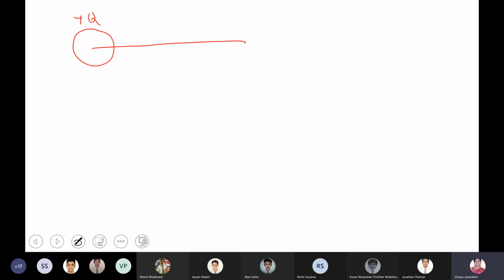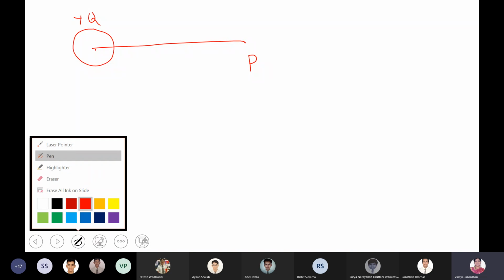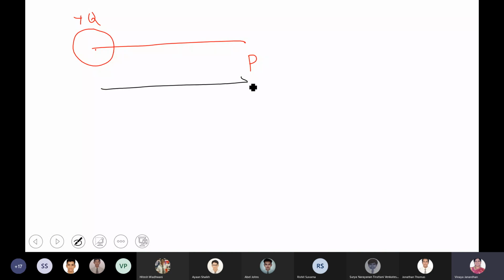Ma'am, can you screen share again? Is the screen not visible? I think Prasanna is telling because of the lag. Sorry, the echo.